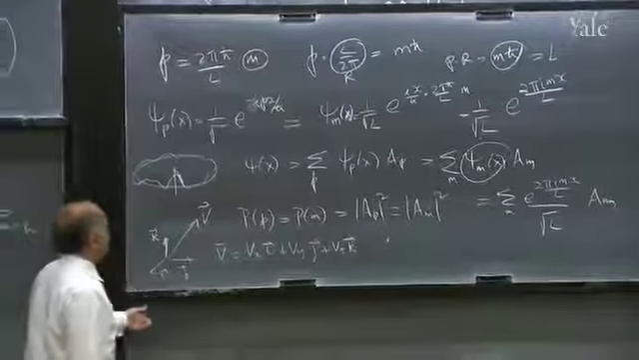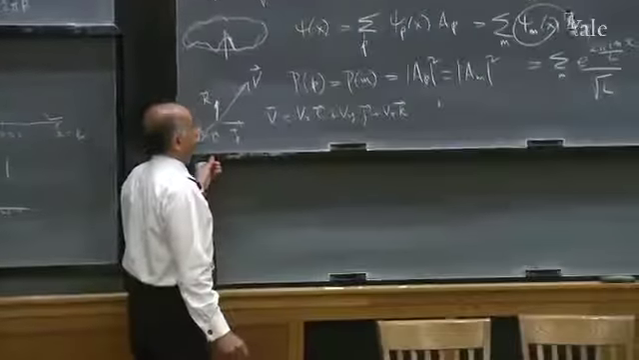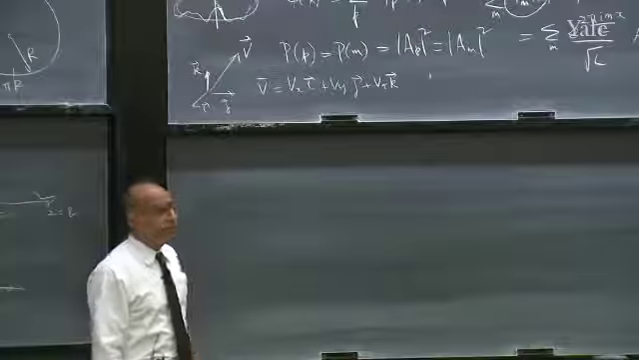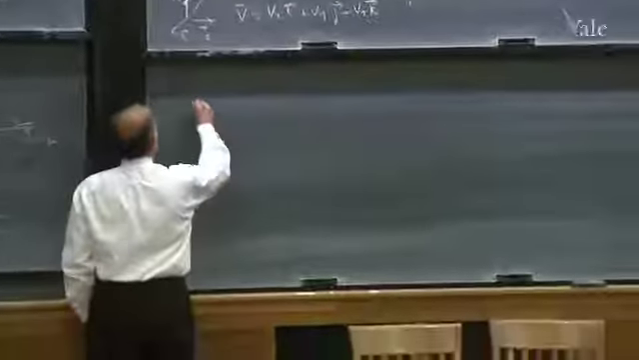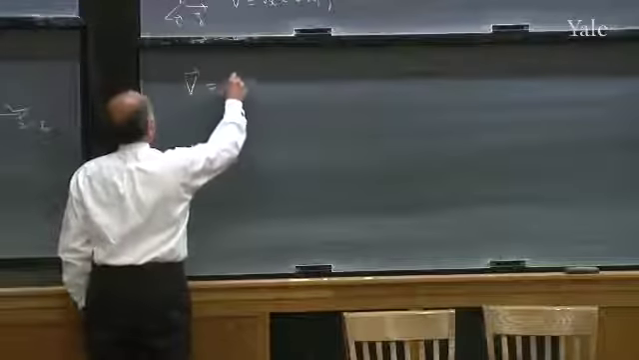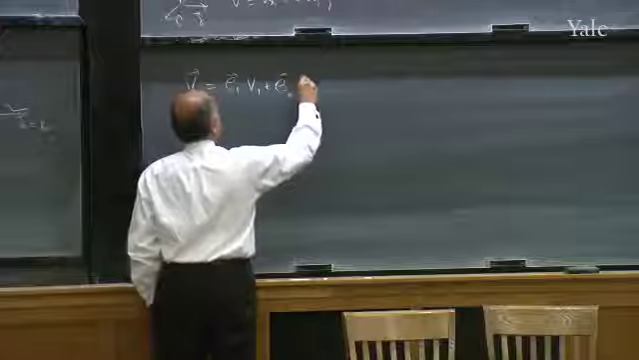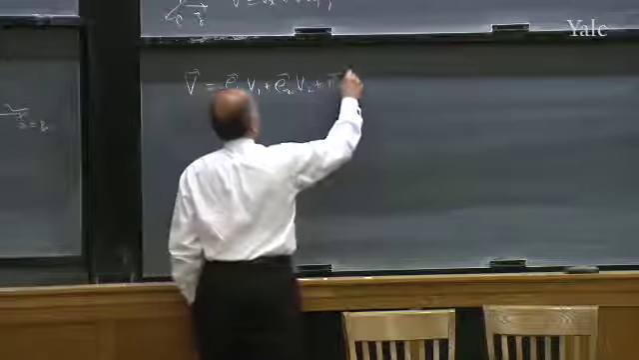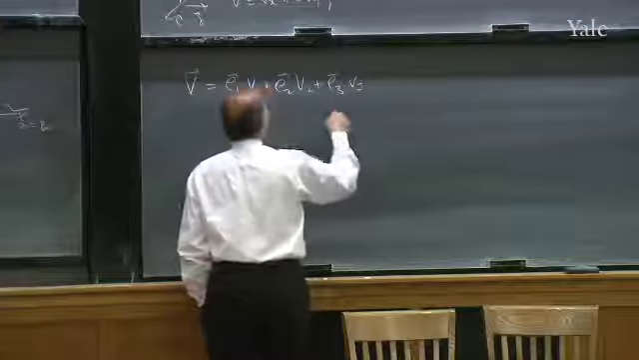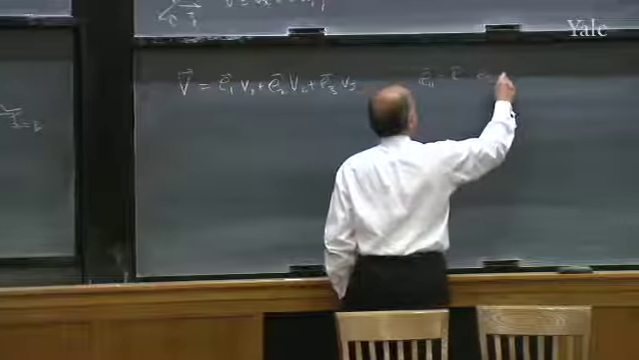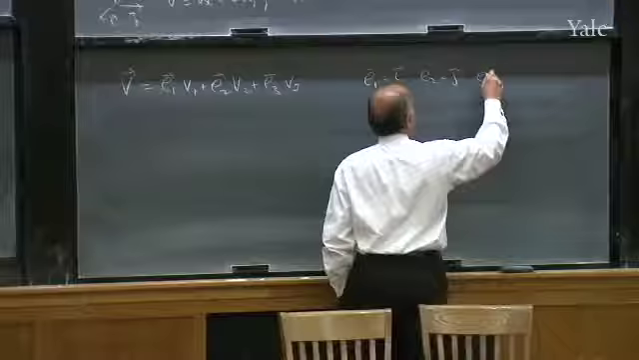So let's ask a similar question in the usual case of vectors. How do I find the coefficient? Suppose I write the vector v as e1 times v1 plus e2 times v2 plus e3 times v3. Don't worry, e1, e2, and e3 are the usual guys. e1 is i, e2 is j, and e3 is k.